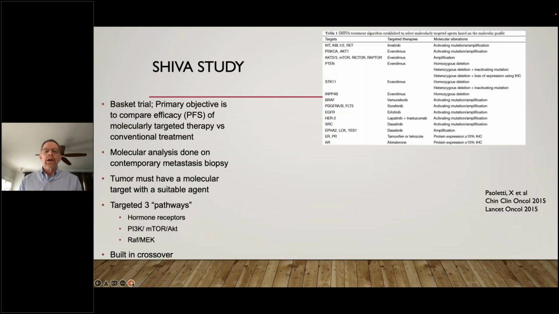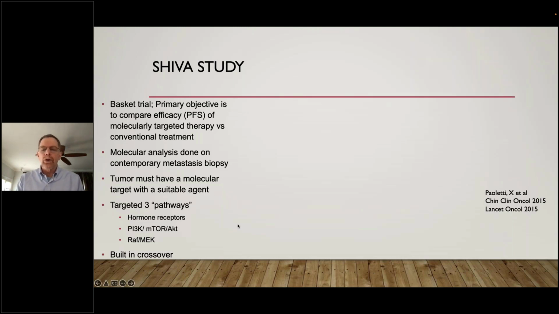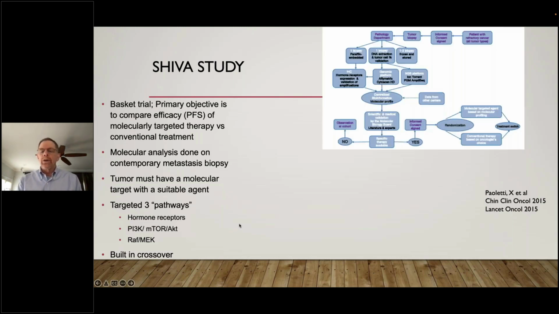The SHIVA study was looking at progression-free survival, a variety of targets, which you can see in the table in the upper right-hand corner. And they were targeting 3 pathways: hormone receptor, PI3 kinase pathway, or RAF-MEK pathway with a built-in crossover. And so this was a very complicated and a robust schema. They really left nothing to chance and highlighted everything in their algorithm to make sure that this was done appropriately.